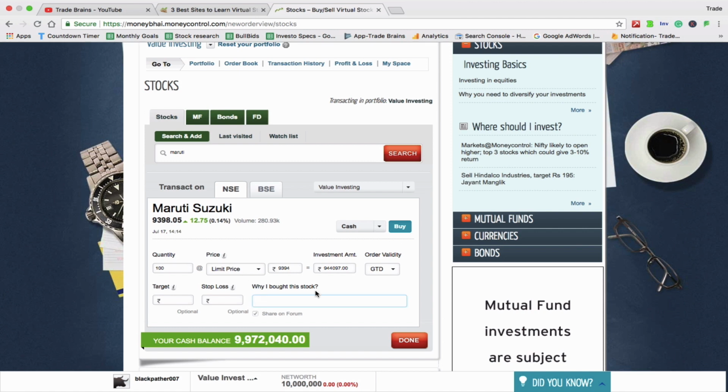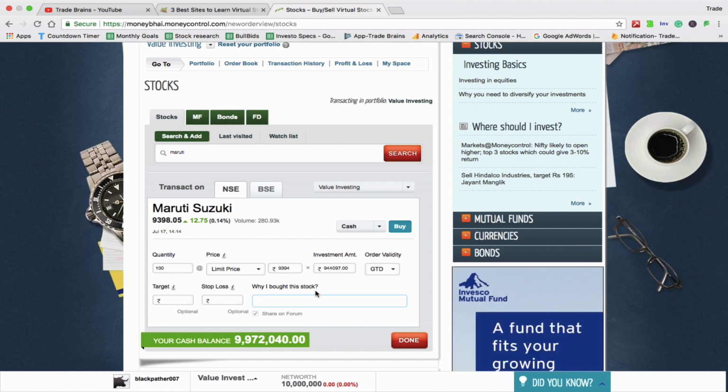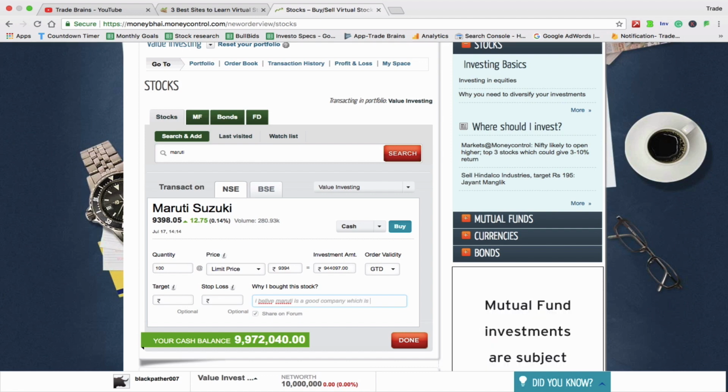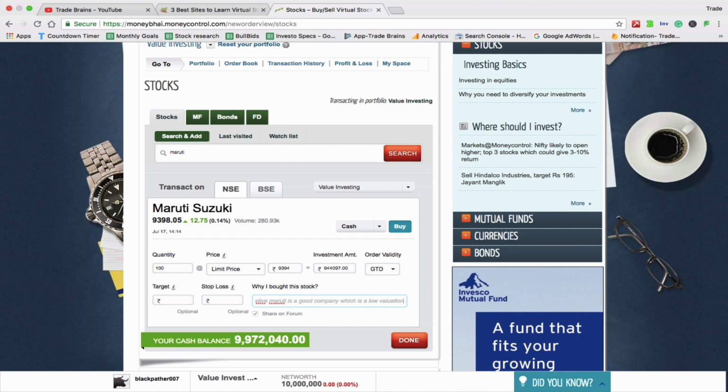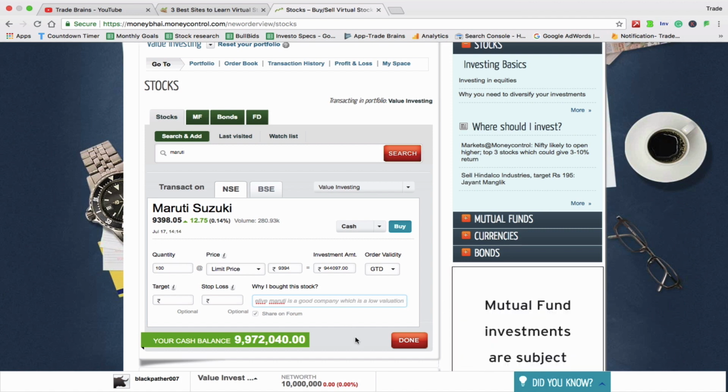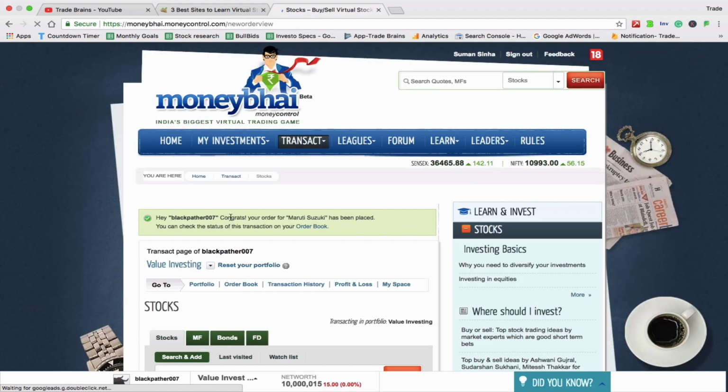Just confirm and write the reason why you are buying that stock, because I believe Maruti is a good company which is at low valuation right now. Whichever reason that you think, you can write here. You do not need to be so transparent about why you are buying that stock. You can write whatever reason you want and just place an order. Done. When you click on done, you can again see that your order has been placed.